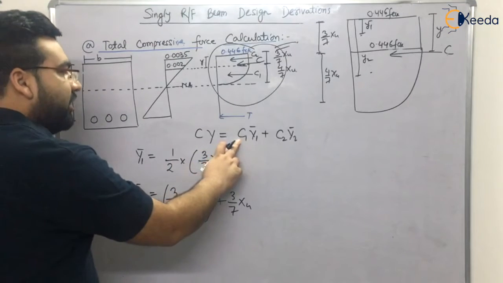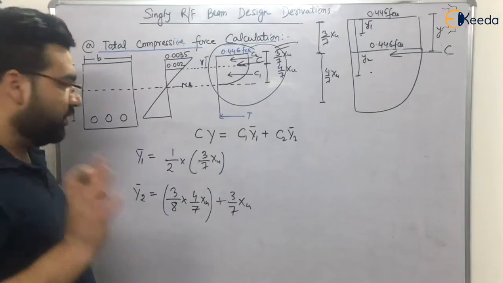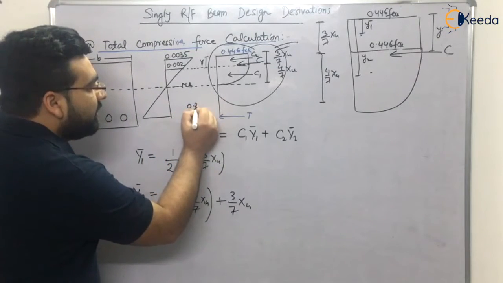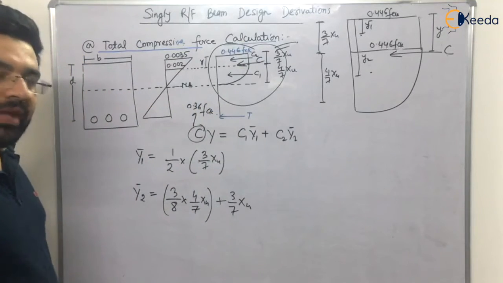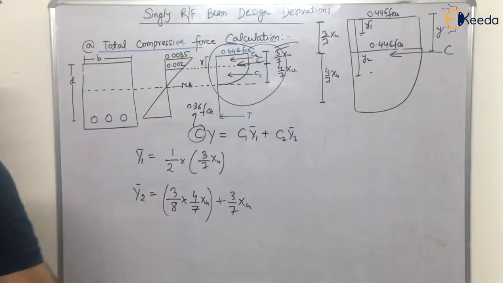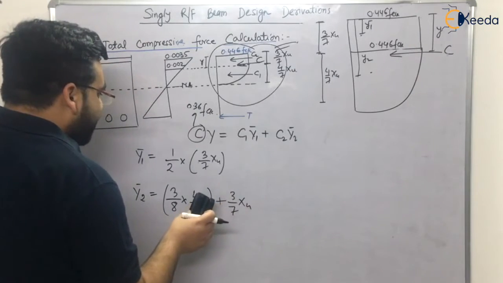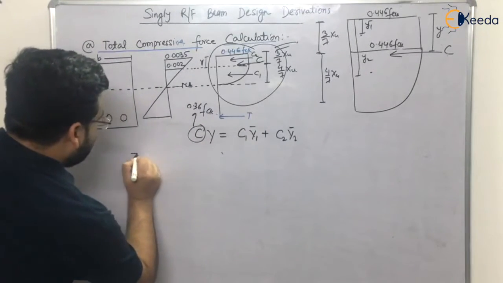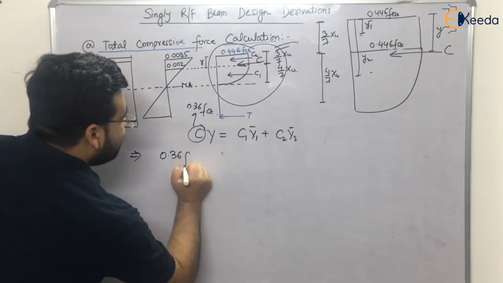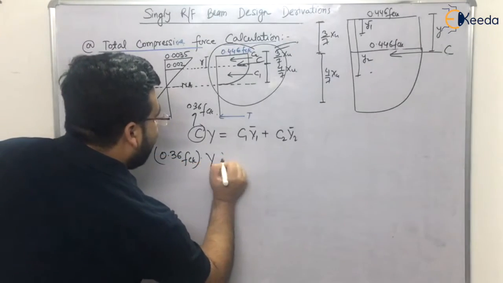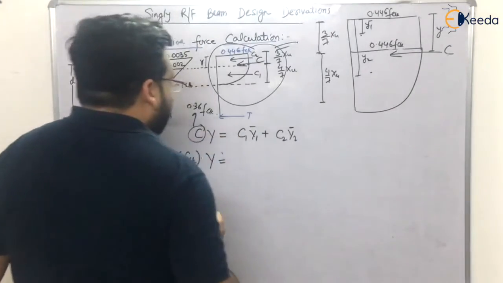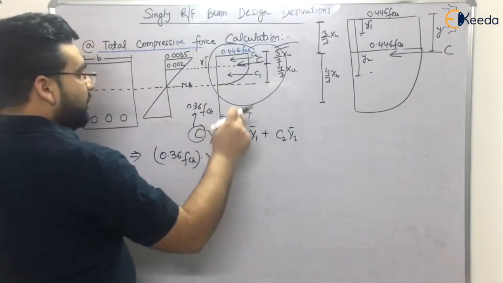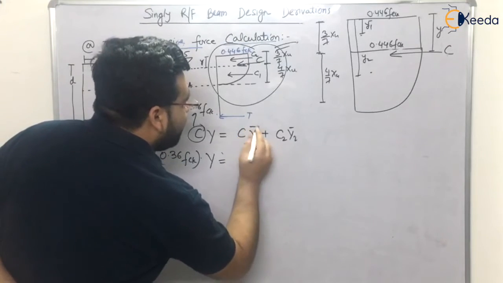Clear? So I already know the value of C1, I already know the value of C2. Now what I have to do? I have to just put it in the formula. And what is C? C is 0.36 FCK. Now let us put it in the formula. So this is Y1, this is Y2. So C into Y, 0.36 FCK into Y, is actually equal to, how much was C1? C1 was for this, right? C2 into Y1 bar plus C1 into Y2 bar.